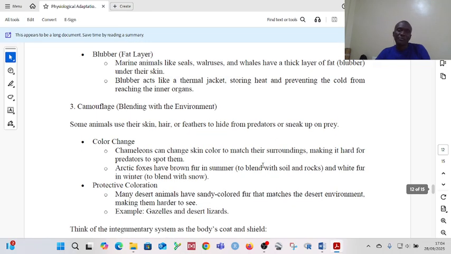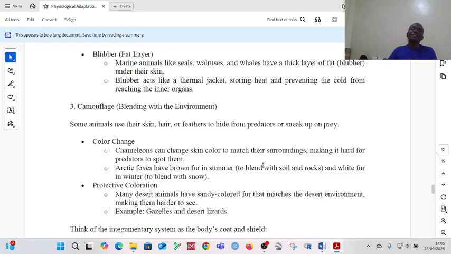There are some animals which have a fat layer, which we call a blubber. Marine animals, especially things like seals and whales, have a thick layer of fat under their skin. This thick layer of fat, which we are calling a blubber, is acting as a thermal jacket. It is storing heat and preventing the cold from reaching the inner organs. So the blubber is acting just as an insulation around these particular marine organisms.